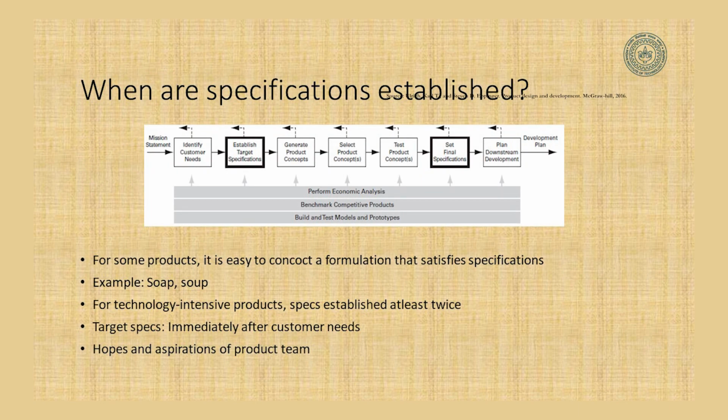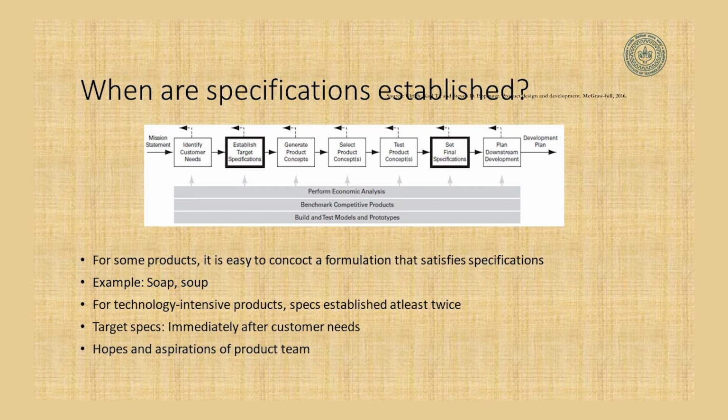So, how do you establish these? So, if we reflect back on our generic product development process, after you have identified your customer needs, you then go for the target specifications, and to establish them, for some products it is very easy to concoct a formulation that satisfies the specifications. For some products it is quite easy, for example, soap or soup. So, it is quite easy to come out with the product which meets the specifications.